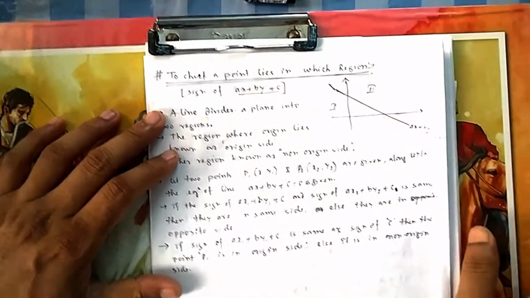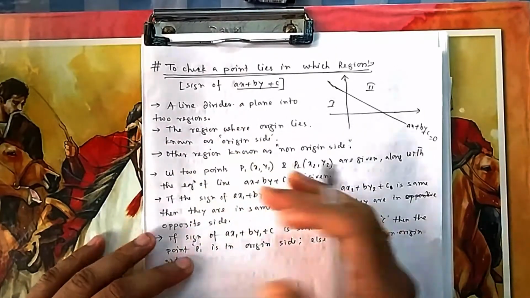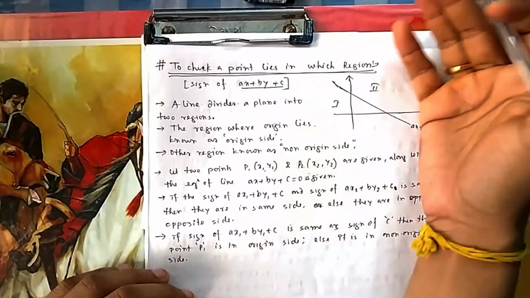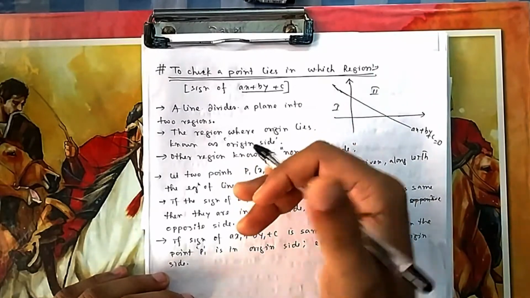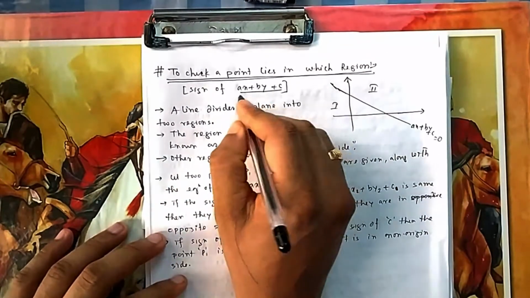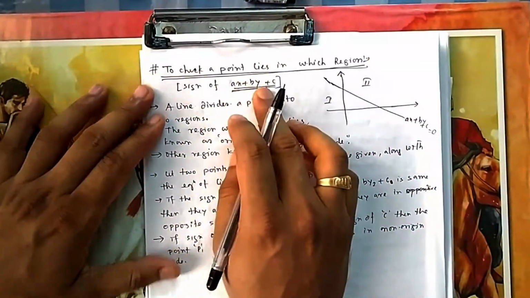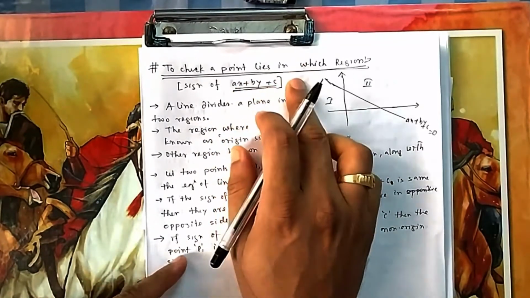So how to check in which region a point lies? Region means which side of the straight line. A straight line divides a plane into two different regions, one on this side and one on this side. Where the origin is there, that is known as the origin side, and where the origin is not there, it is known as the non-origin side. This is also about the effect of the sign of ax plus by plus c.